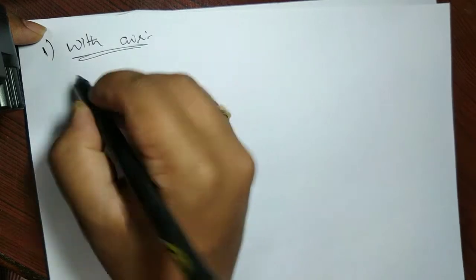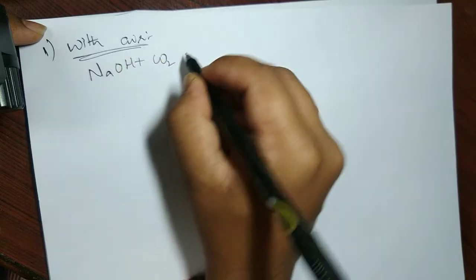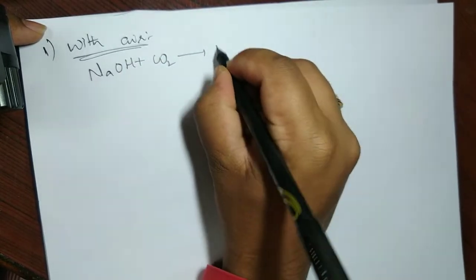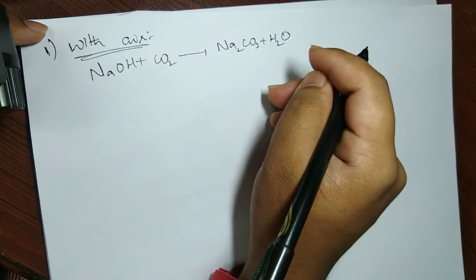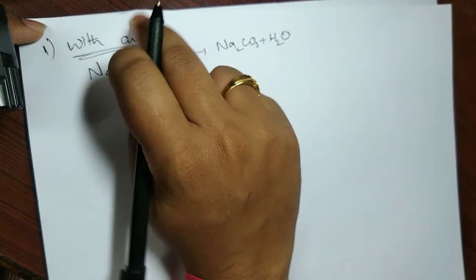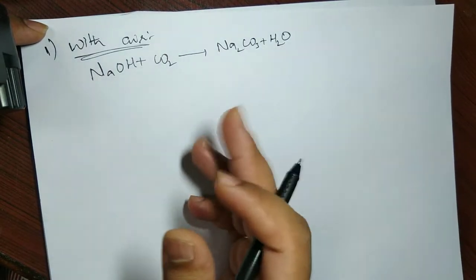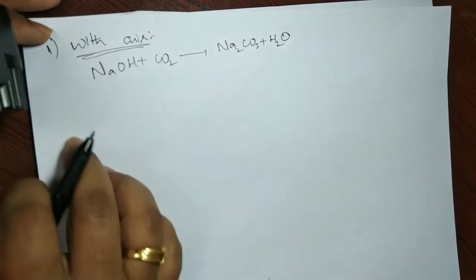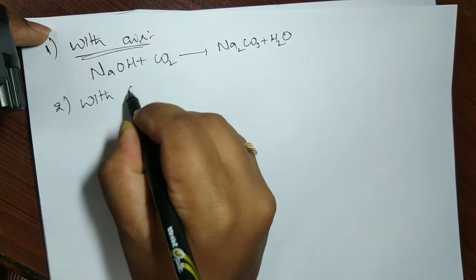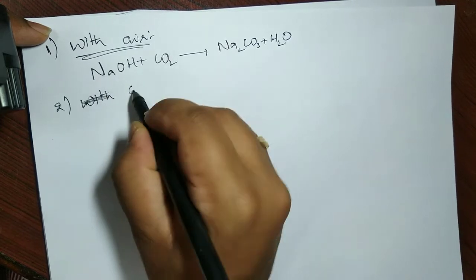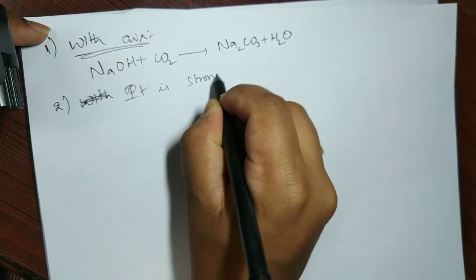In fact, NaOH can react with the carbon dioxide present in air along with the moisture and forms sodium carbonate plus water. This is the reaction happening when it is reacted with air. With nitrogen and oxygen, we don't find much reaction of NaOH. Then the second one: not a reaction, I say it is behaving like a strong alkali.